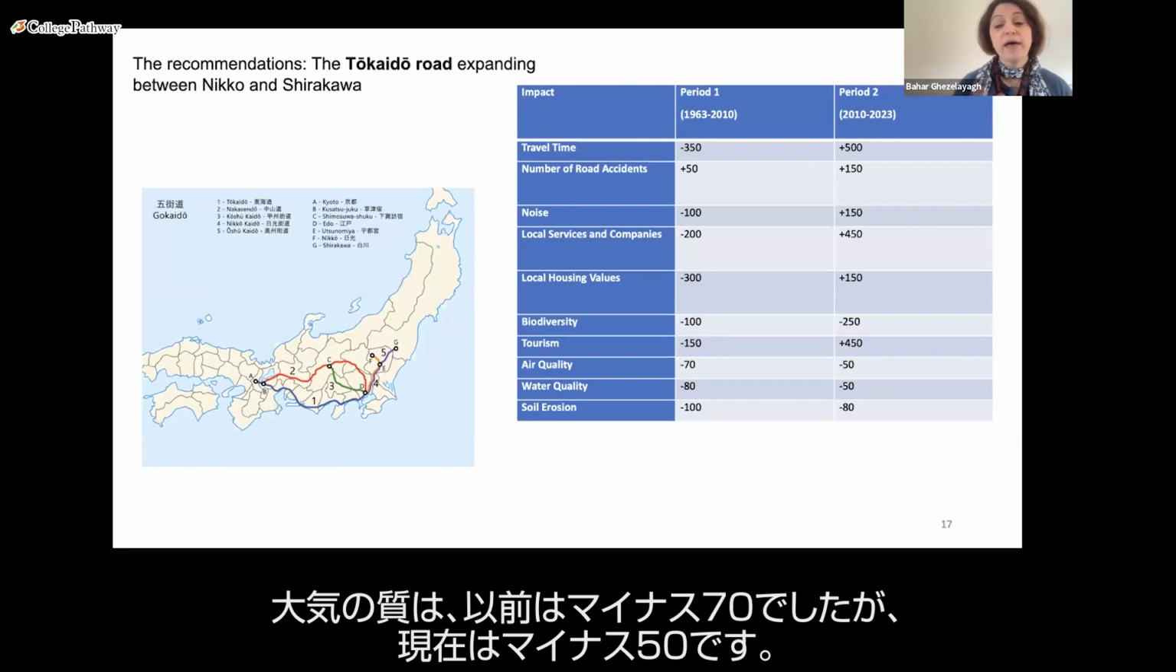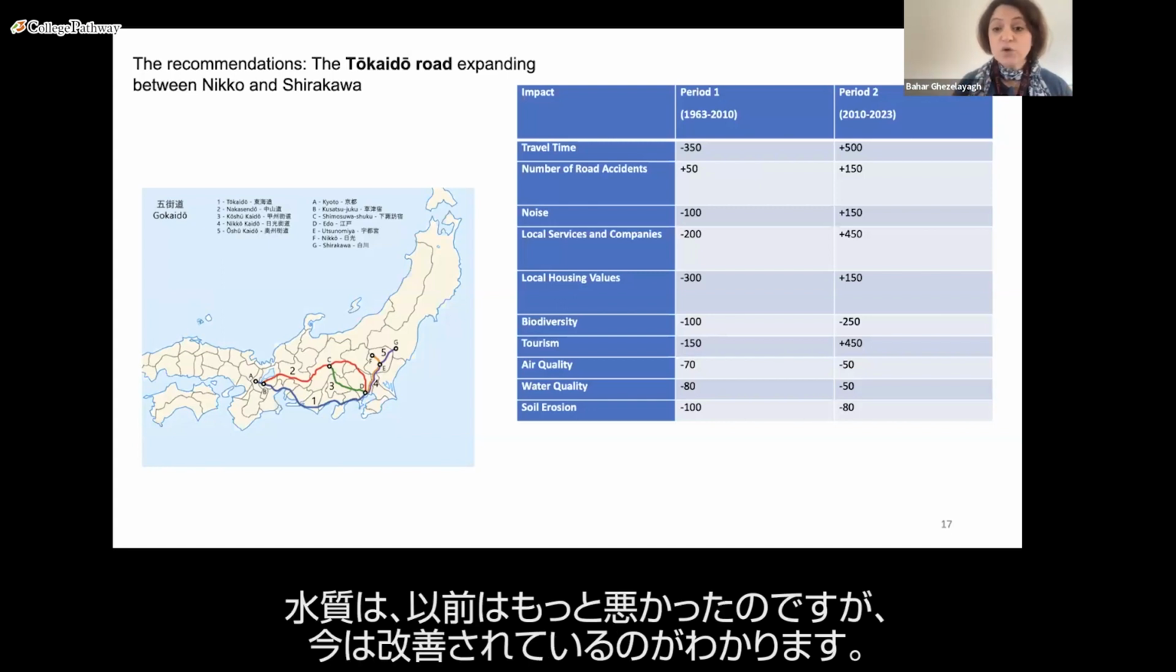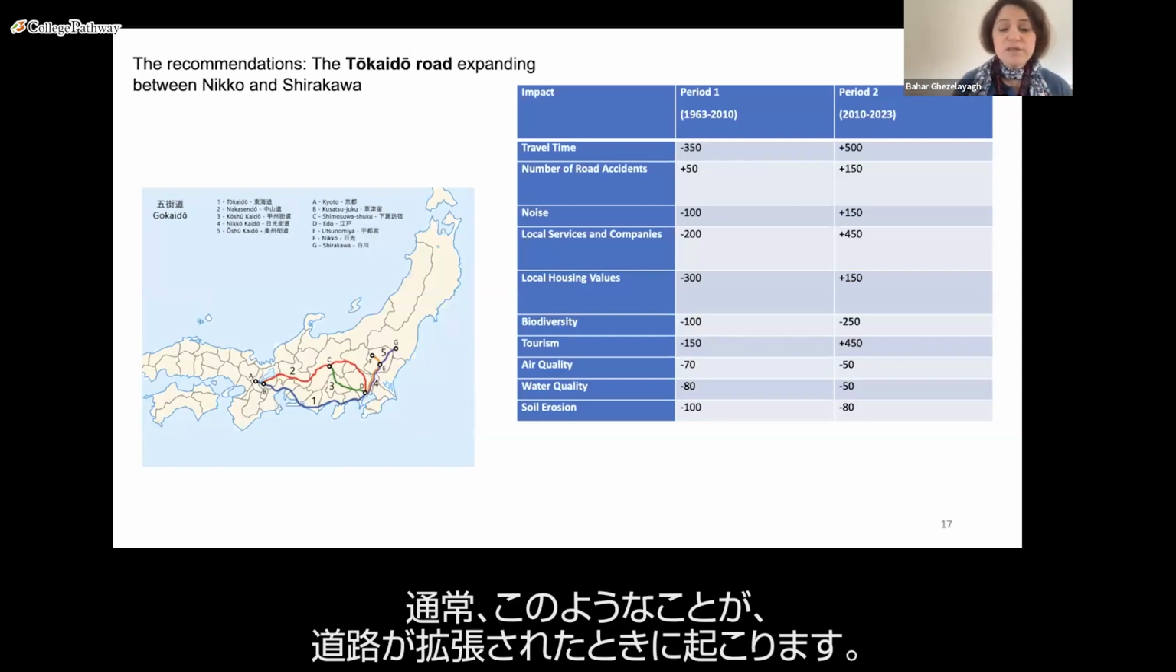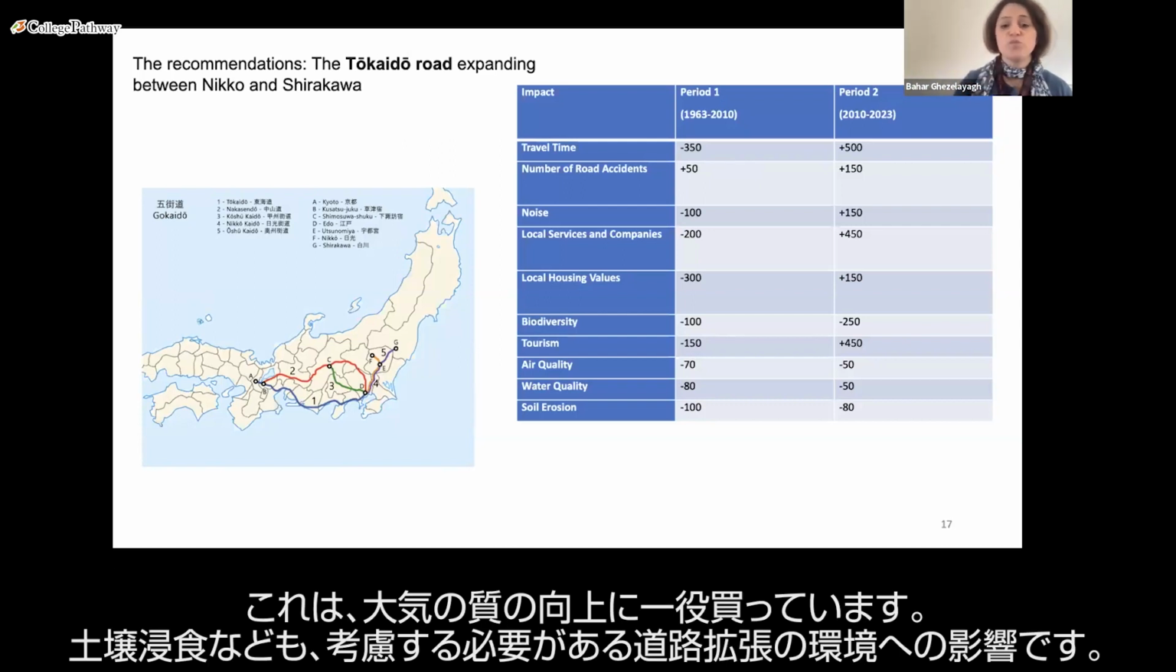Air quality, it was -50, now it's -50. So you can see that maybe the air quality has improved maybe a little bit. We have less costs for air quality. Water quality, you can see that before it was poorer, now it's improved. Usually this happens when roads are expanded, there are better infrastructure, because roads are wider, cars are not going to be stuck in traffic. So that helps with air quality. Soil erosion, again, these are environmental impacts of expanding the roads that we need to take into account.